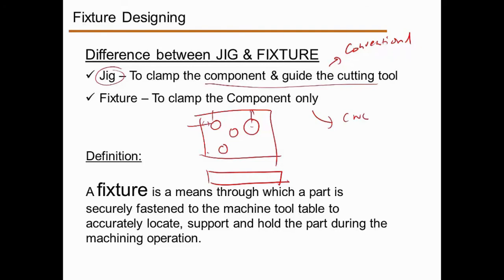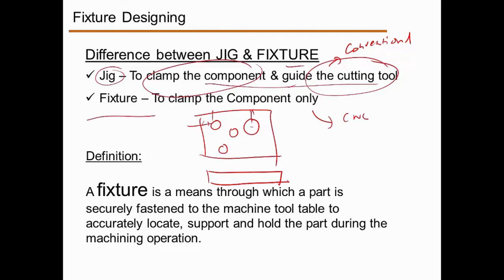And while drilling, what happens? The component may try to distort. Therefore, you have to hold the component. As I said, the jig will guide the tool. First, the tool guidance should be there. Then you have to clamp the component while doing either the milling or drilling operation. The component should not get disturbed.